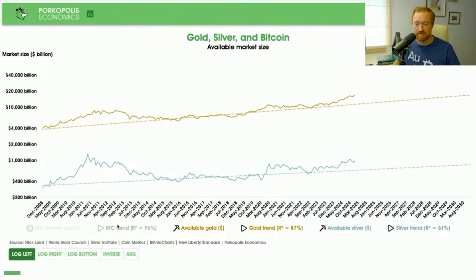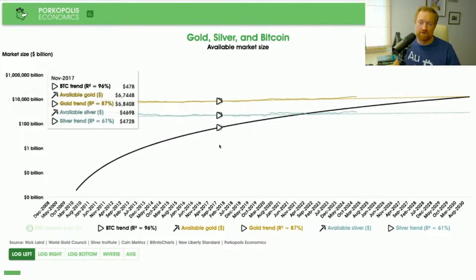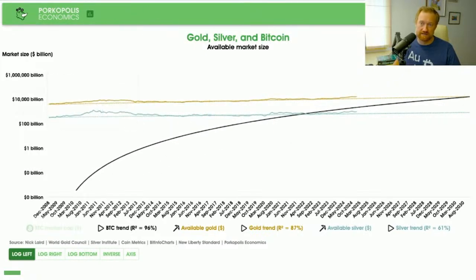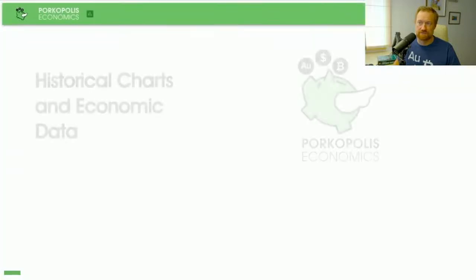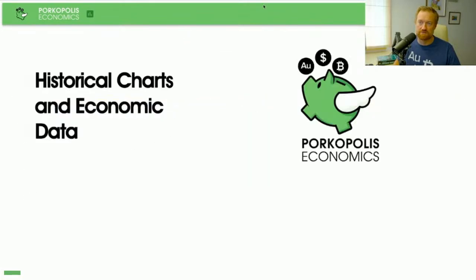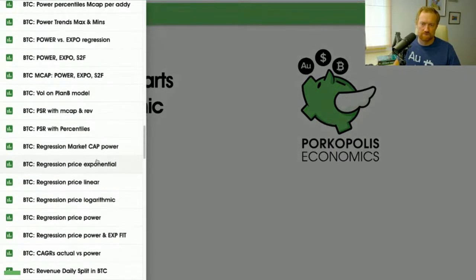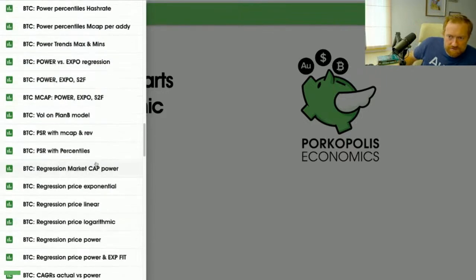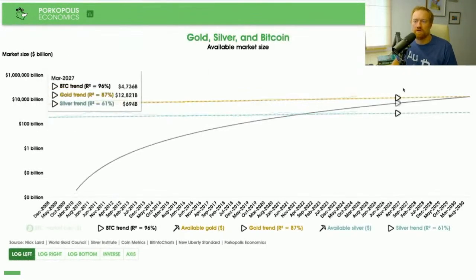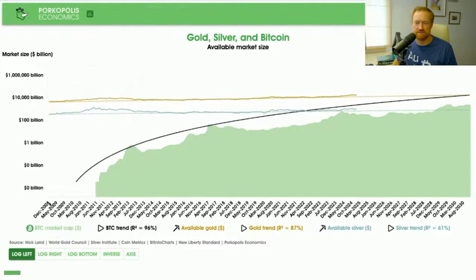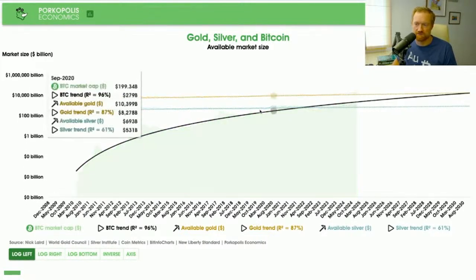As I've explained, what dominates is power. The 96% R squared there. And again, let me go back to my stock to flow figures. So Bitcoin power dominates. It's clearly a power curve. You see the actual price or market cap.